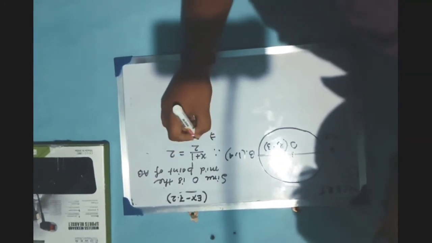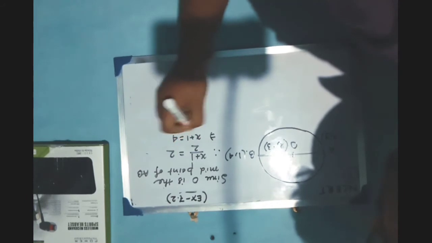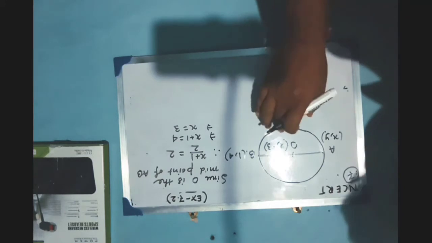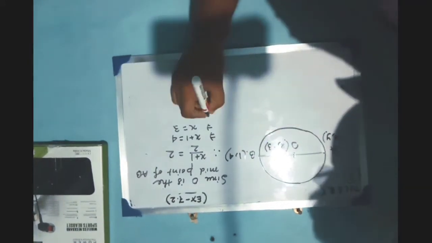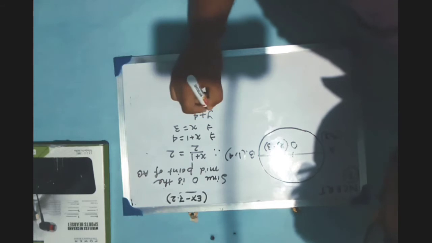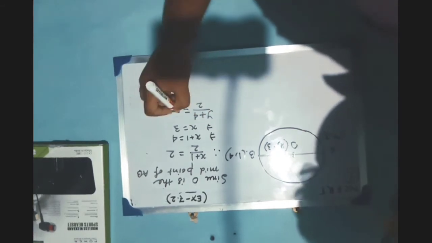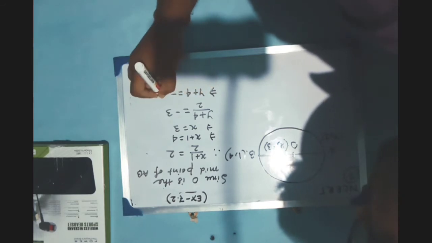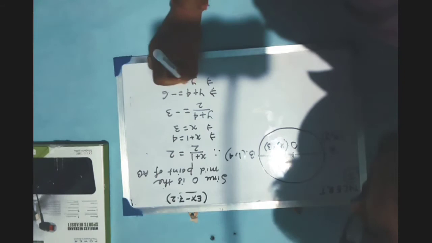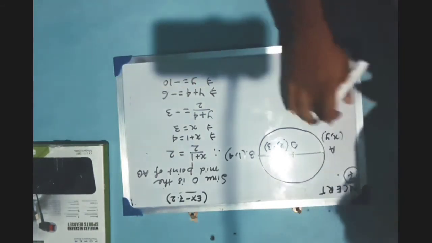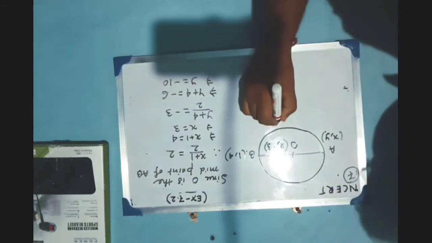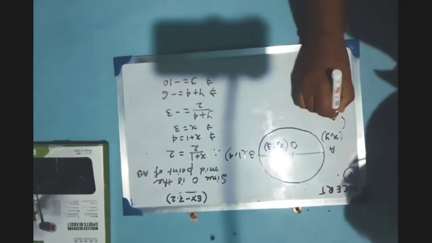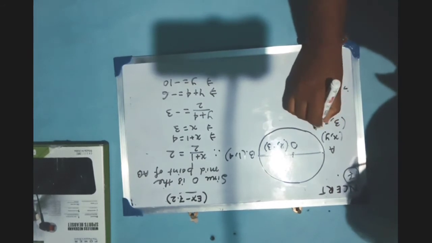From here x plus 1 equals 4, that means x equals 3, and (y plus 4) by 2 equals minus 3, implying y plus 4 equals minus 6, so y equals minus 10. So the coordinate of A should be how much? 3 comma minus 10.